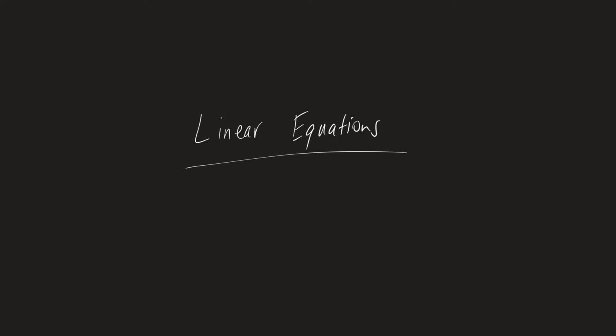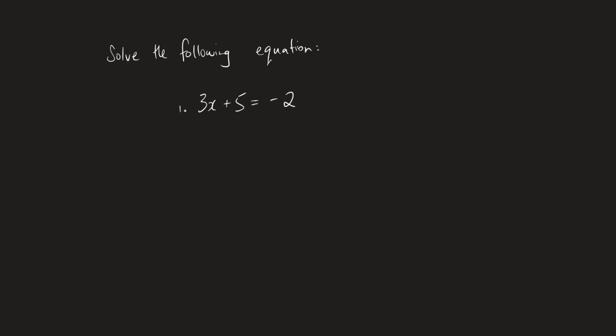In this video, we're going to look at solving linear equations. So we're going to solve three different equations here, and what I want to end up with is just x by itself. At the moment, we've got 3x plus 5 is equal to negative 2.